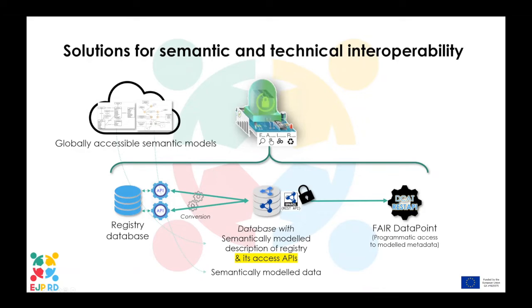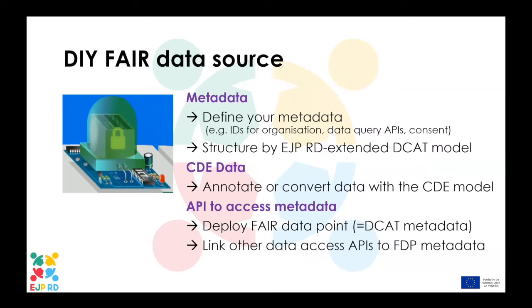If you have, which I think many of you have, a registry database, you often already have one or more interfaces. The user interface is an obvious one, but also programmatic interfaces. Basically, the same applies. Then you would also describe these interfaces with that semantic model. So you have a semantically modeled description of the registry and its access APIs, the application programming interfaces. So in a way that doesn't change a lot, it just becomes part of the description of your data in machine readable terms.